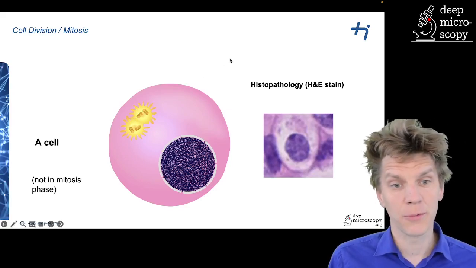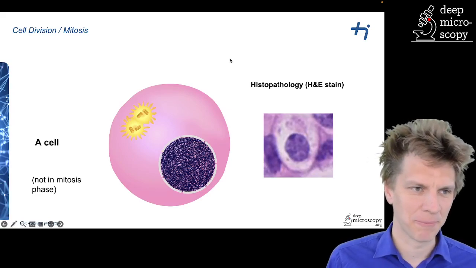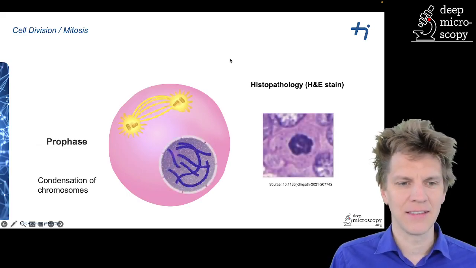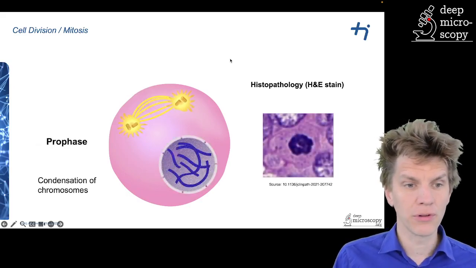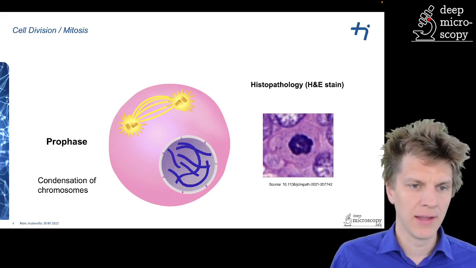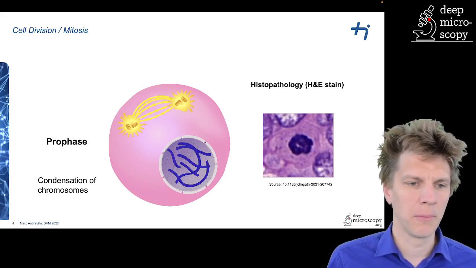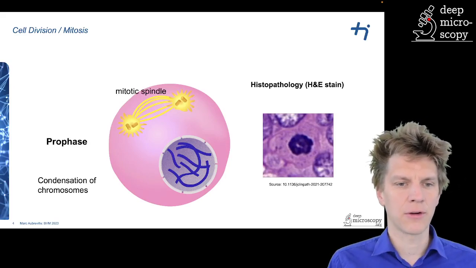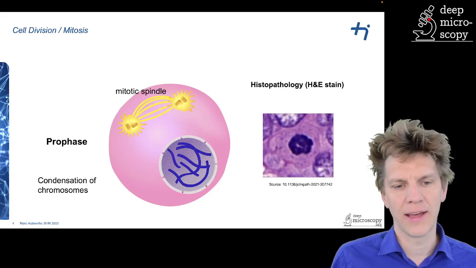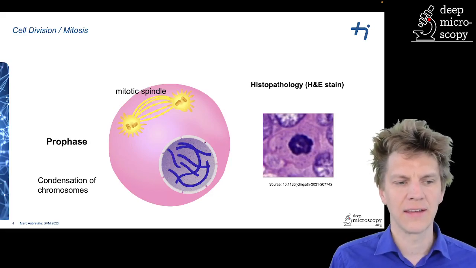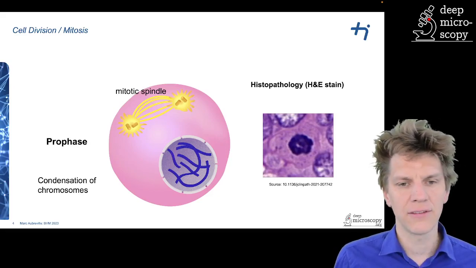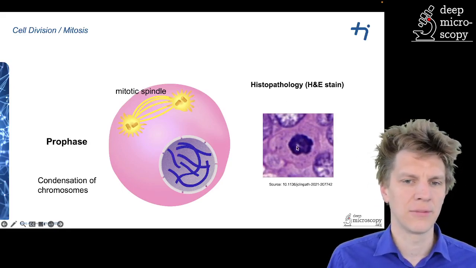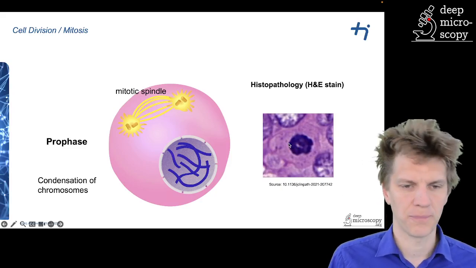And once we start with the mitosis phase, then we can see that those centrosomes are pulled towards opposite ends of the cell, and they help to build this mitotic spindle. And at the same time, the chromosomes, which have been replicated beforehand, are now condensing into so-called chromatids. And this is also what we can already see, although not distinguished really well in the histopathology H&E stained image.